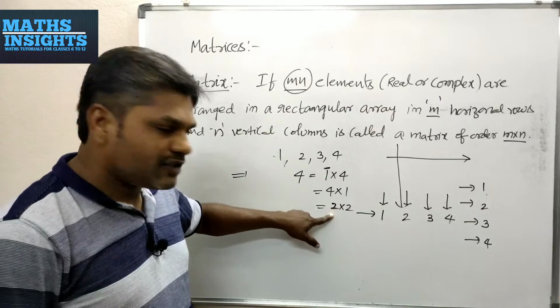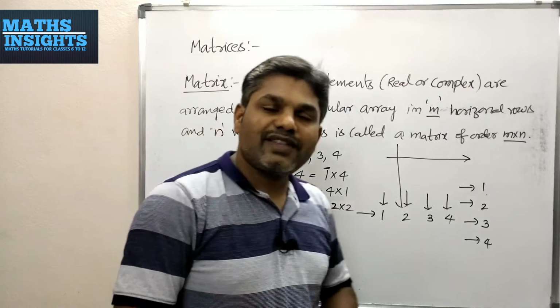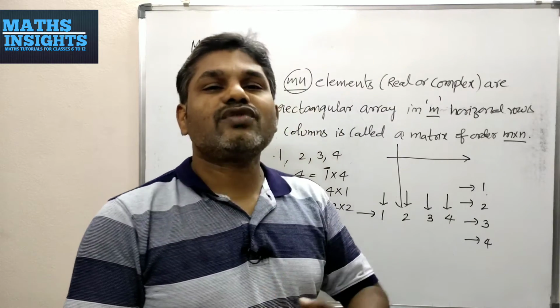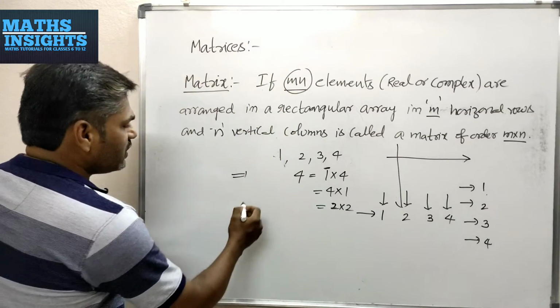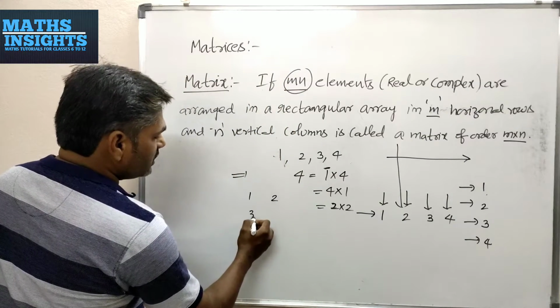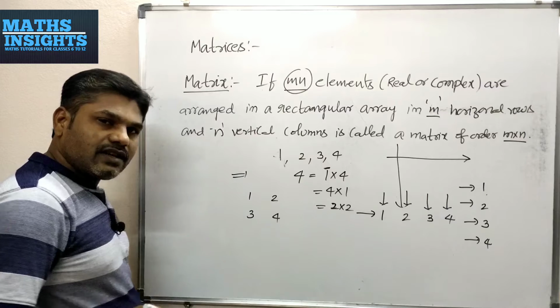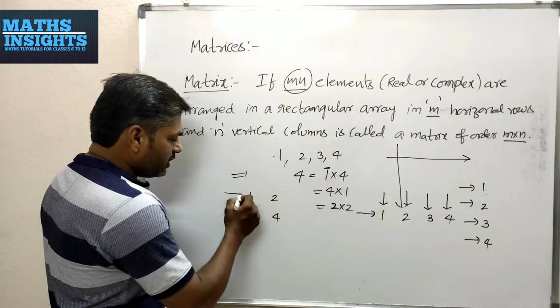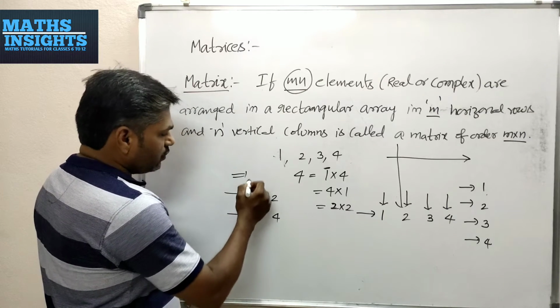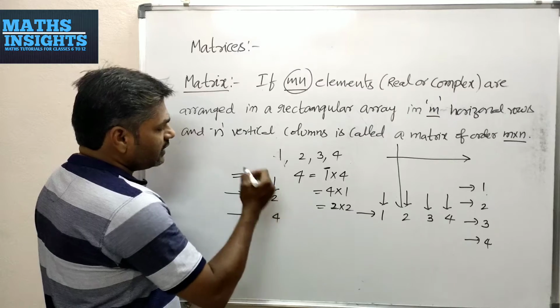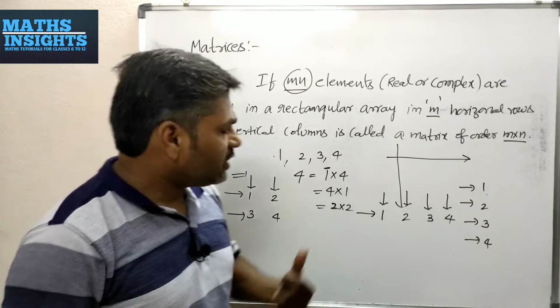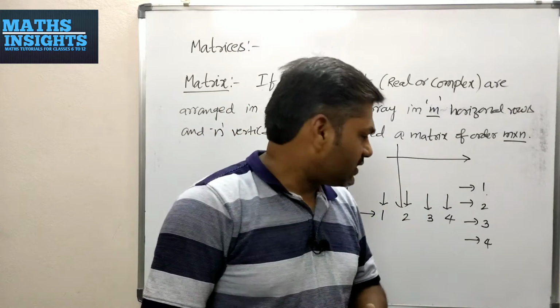Coming to the third arrangement, I am going to arrange the 4 elements in 2 rows and 2 columns. So you may write 1, 2, 3, 4. This is one arrangement. See how many rows? First row, second row, first column, second column. In this way, you can arrange the given 4 elements.